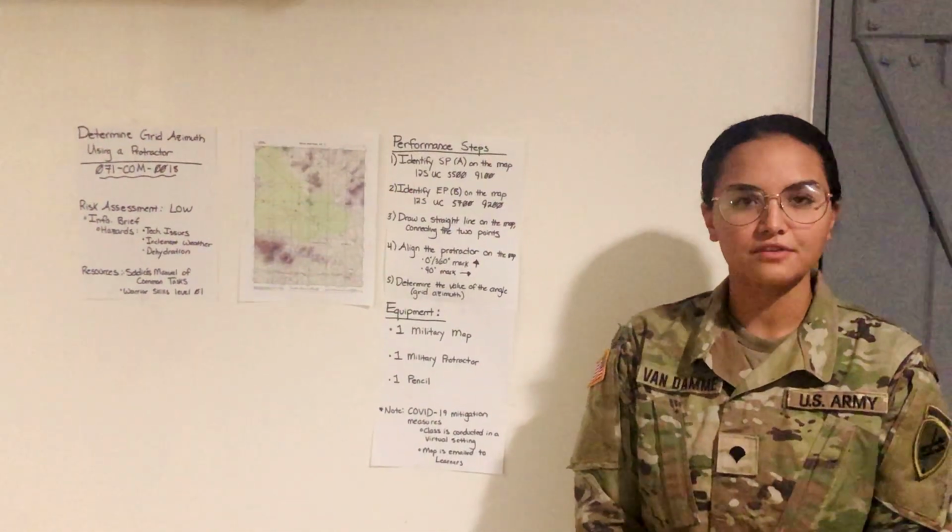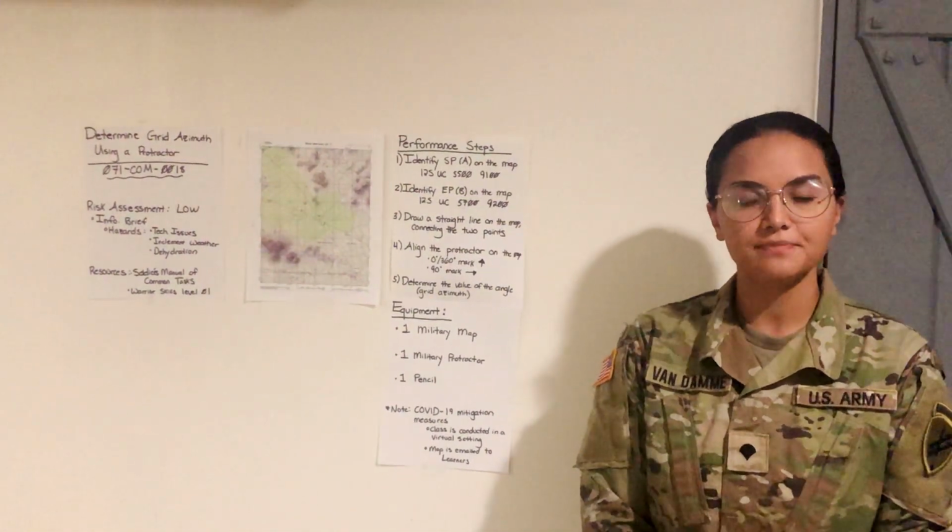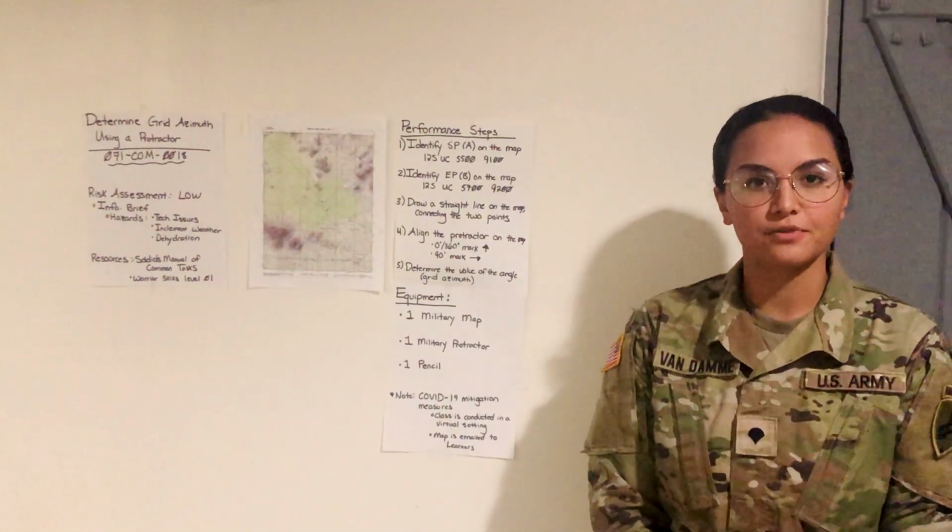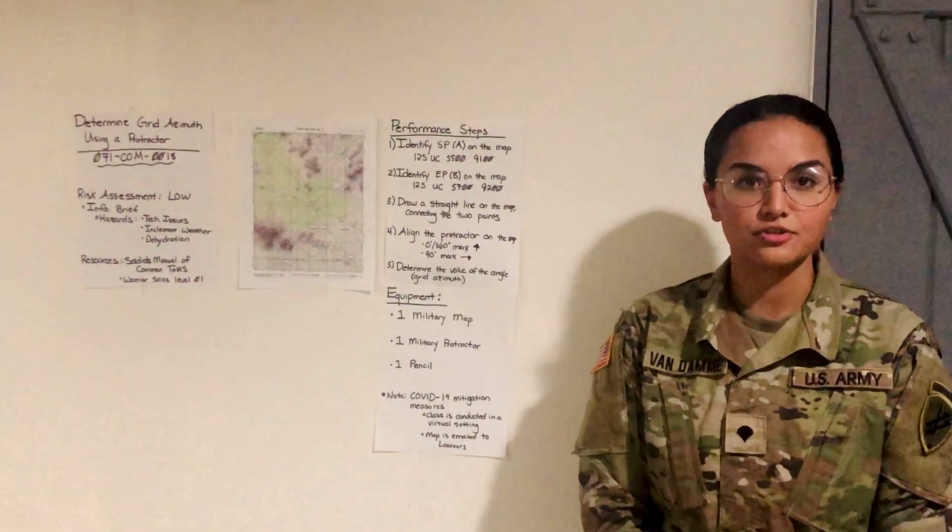Good morning, everyone. I'm Specialist Scarlett Van Dam of the 492nd Civil Affairs Battalion. Today we'll be conducting an unclassified information brief on how to determine a grid azimuth using a protractor.